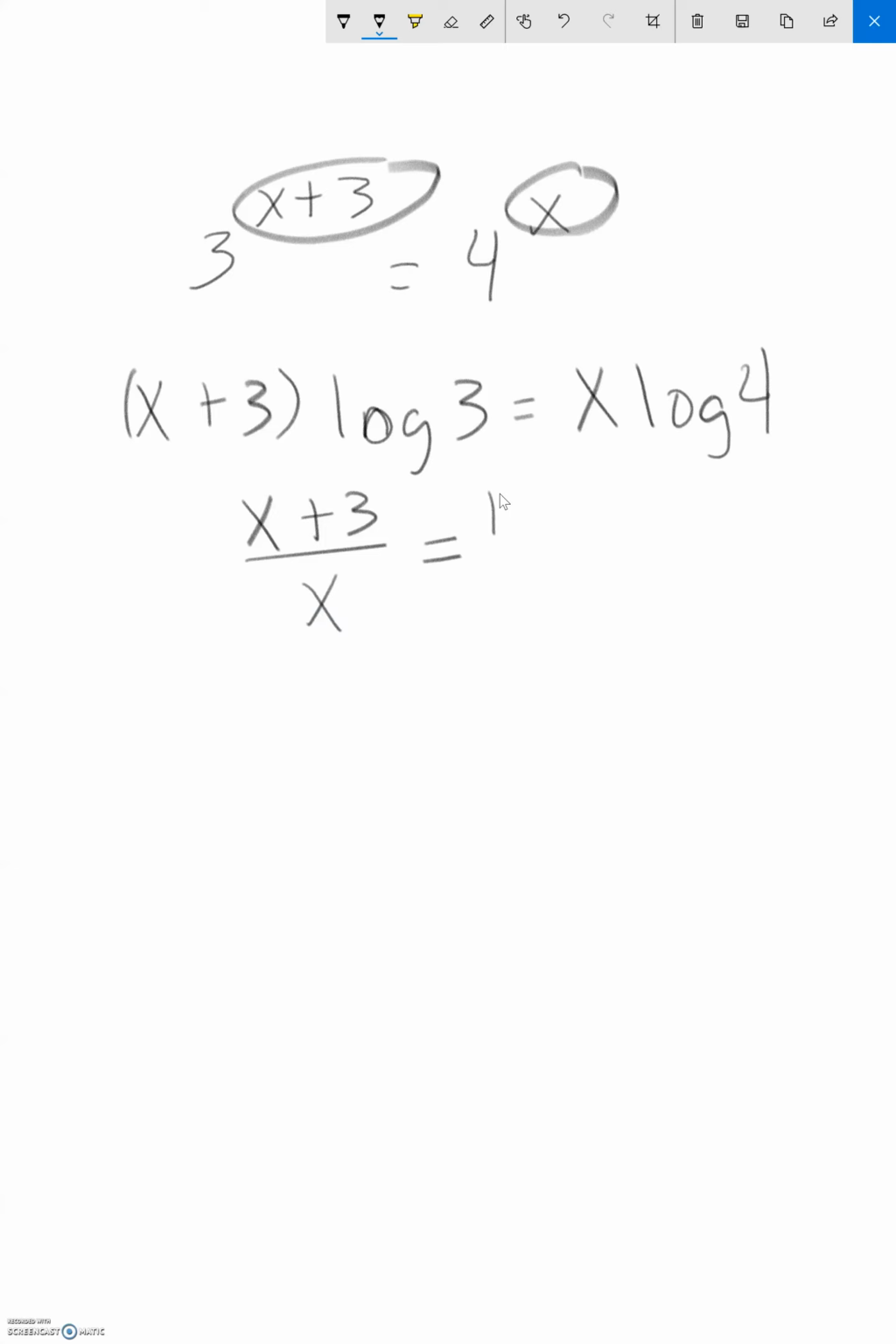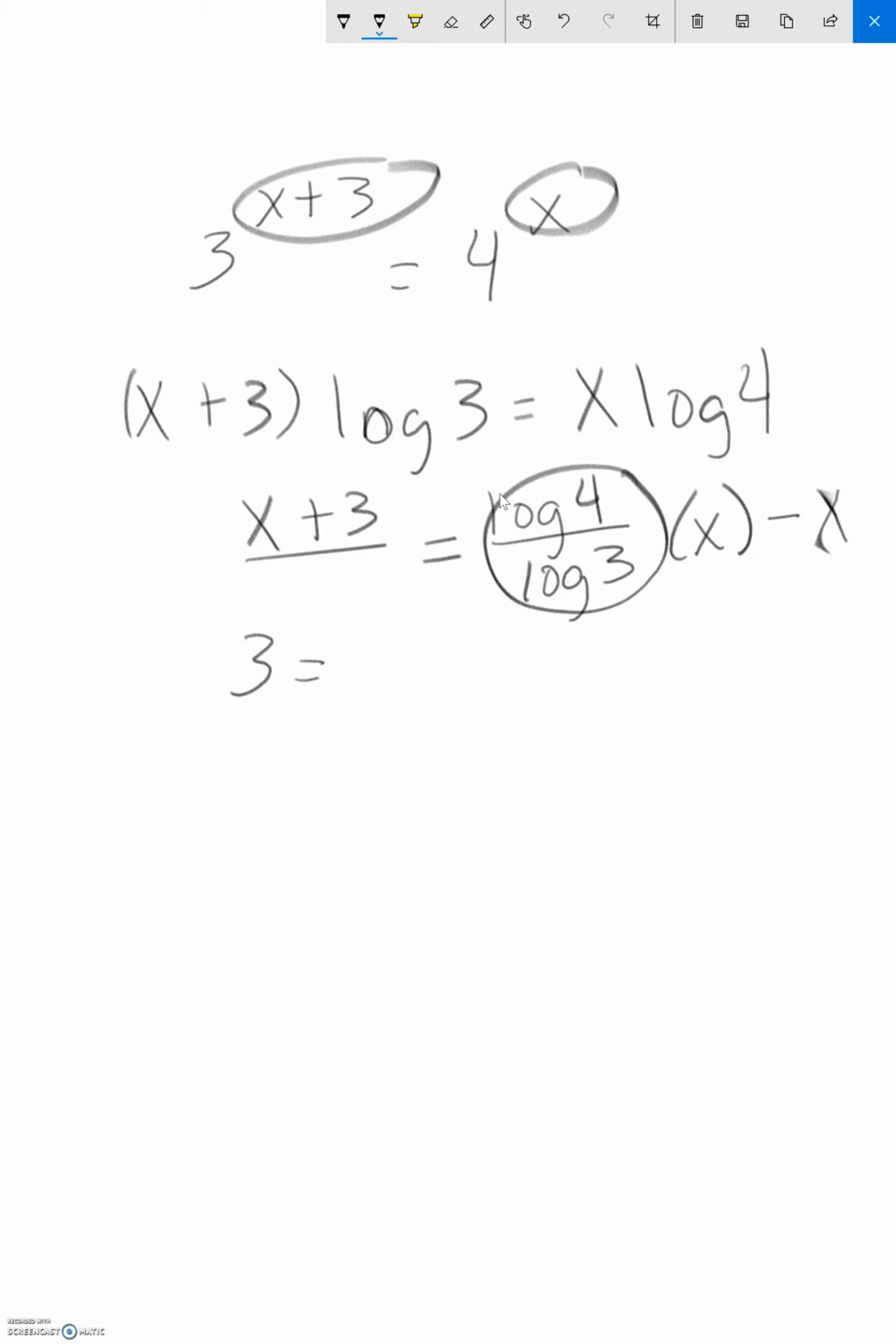Let's see if we can finish this. So this is just a number. But to get x by itself, actually I should have kept this. Let's keep this x on the other side. So that's just a number times x. And then I'm actually going to subtract x. So we get 3 is equal to the log of 4 over the log of 3 times x minus x.